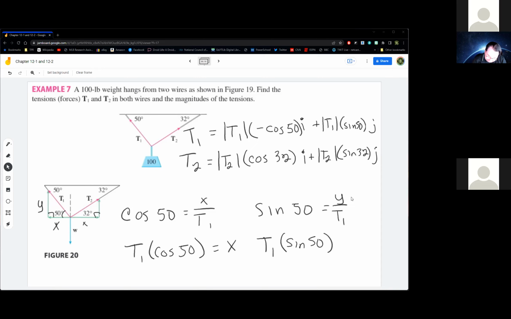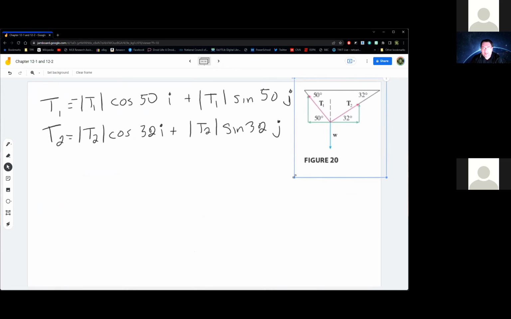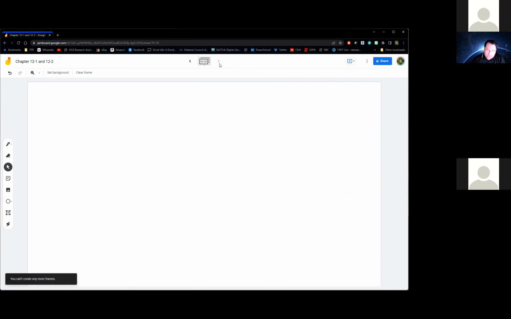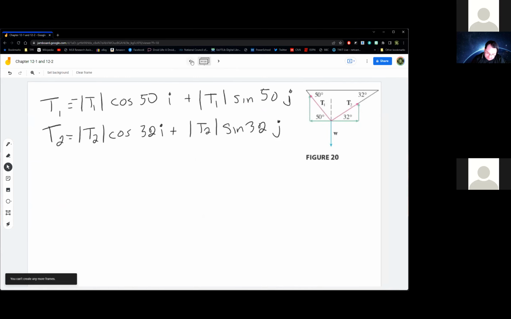All right, the next thing we have, the problem states that the 100-pound weight is hanging from the two wires. So those two wires, the tensions are counterbalancing that weight. So based on that I have T1 plus T2 equals the weight. Now, this weight's going in the negative direction, right? So it's going to be negative W.